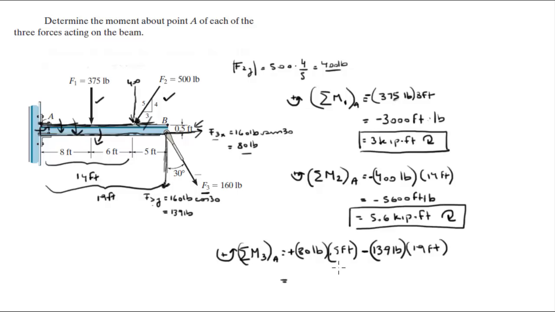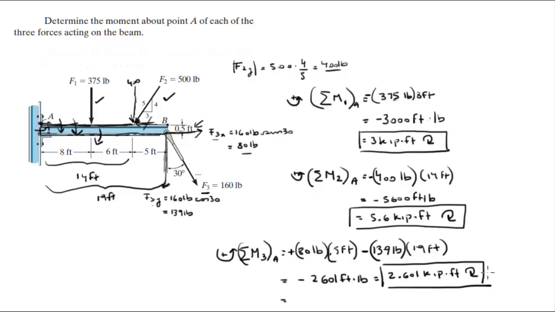So when you plug this into your calculator, you're going to get that this is equal to negative 2601 foot-pounds, or let me write it here, 2.601 kilopounds per foot, since it's negative it's going clockwise. And that is the moment created by the third force. This is the moment created by the second force, and this is the moment created by the first force. Final answers.